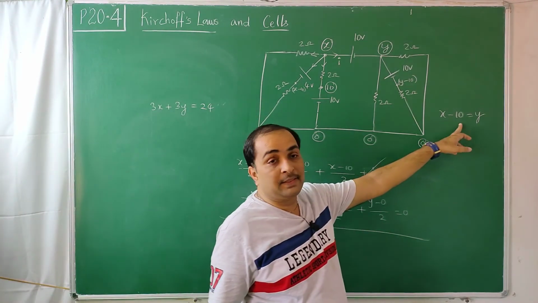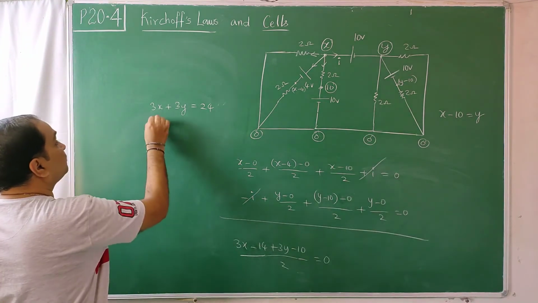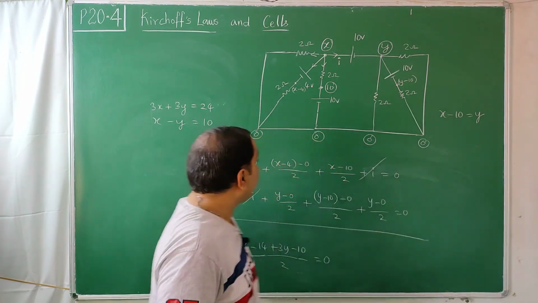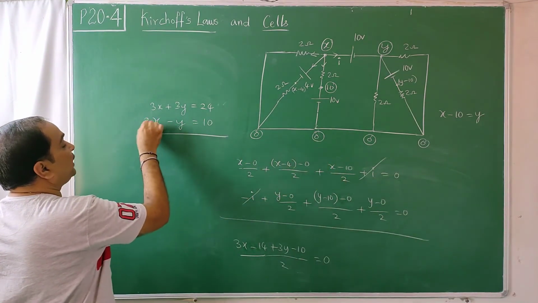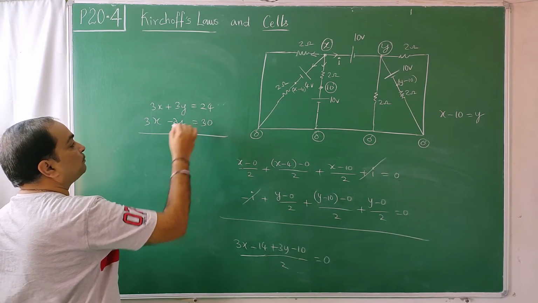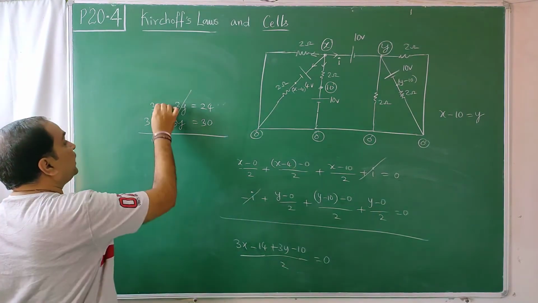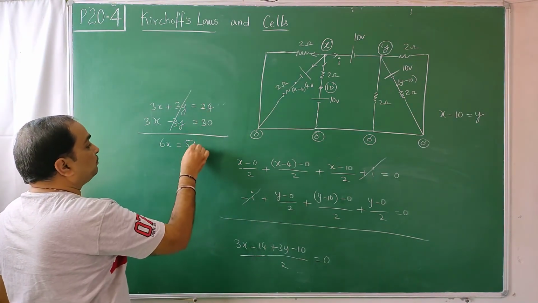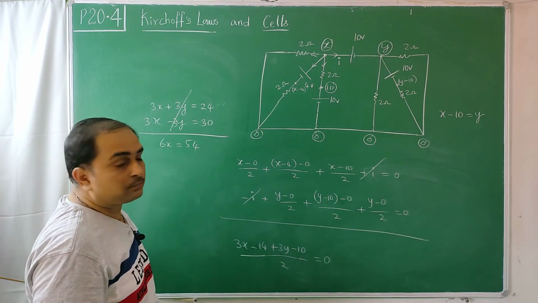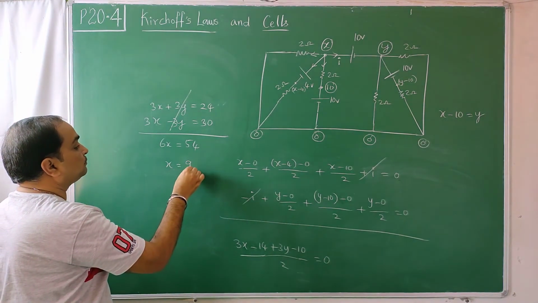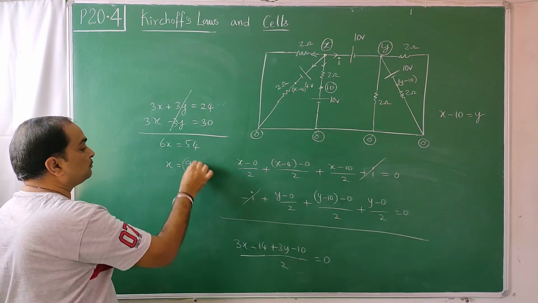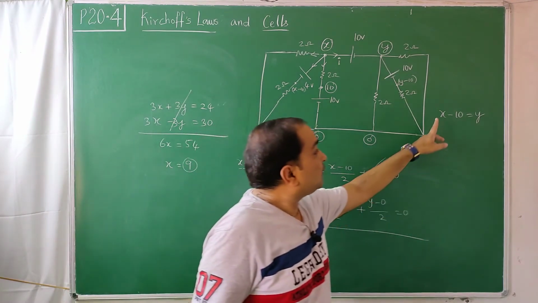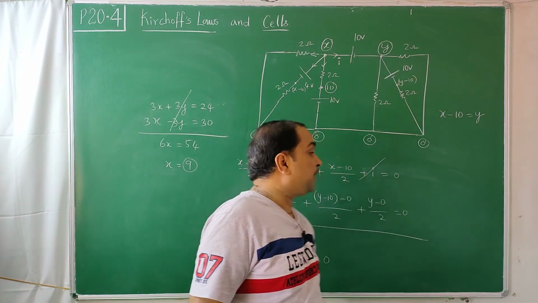And you have this standard already. One equation is there, x minus y is equal to 10. Take this 10 that side, y this side. Solve. Multiply with 3, 30. Plus 3y minus 3y gets cancelled. 3x plus 3x, 6x. I didn't change the sign. 54. 6 nines are 54. X is equal to 9. 9 volts. Now put this x in one of them. So 9 minus 10 should be y. Y should be minus 1.